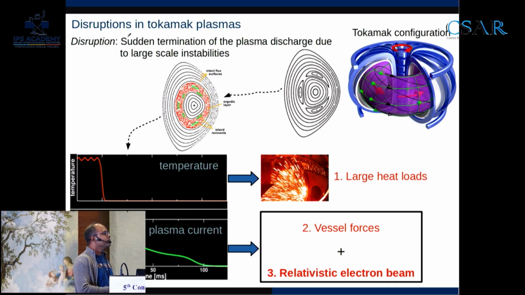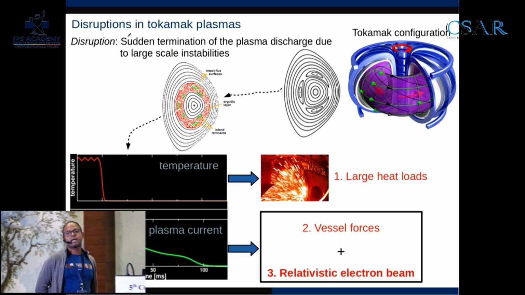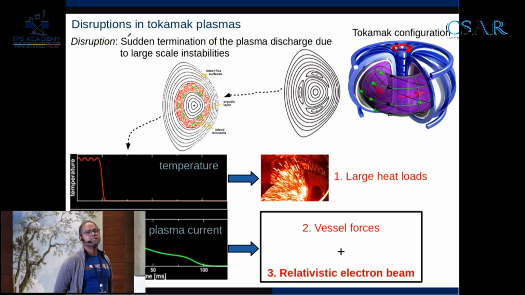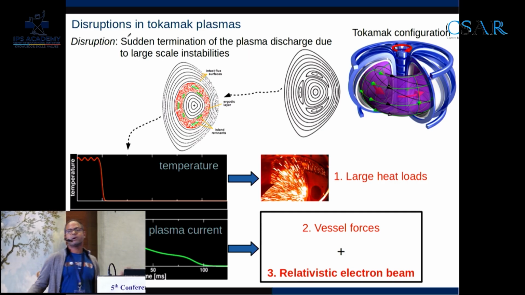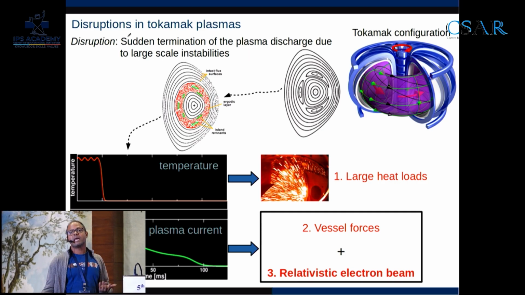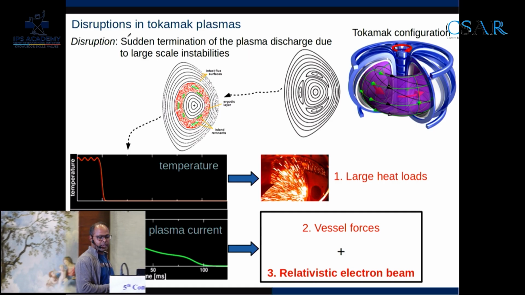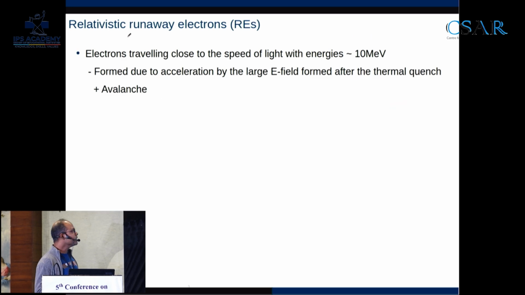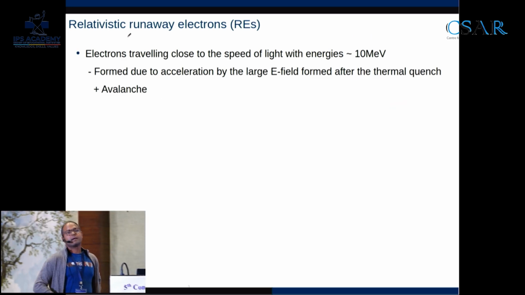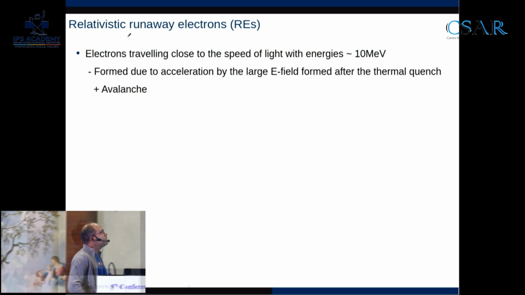And finally, we would also have something called relativistic electrons that get generated when such a disruption occurs. These disruptions are not something that keeps happening all the time. In a proper machine, they will happen once in a while, but still that has to be avoided. We'll see why it is so dangerous. So what are these relativistic electrons? This is my focus, and these relativistic electrons are basically electrons that travel close to the speed of light, with energies of the order of a few tens of mega electron volts.